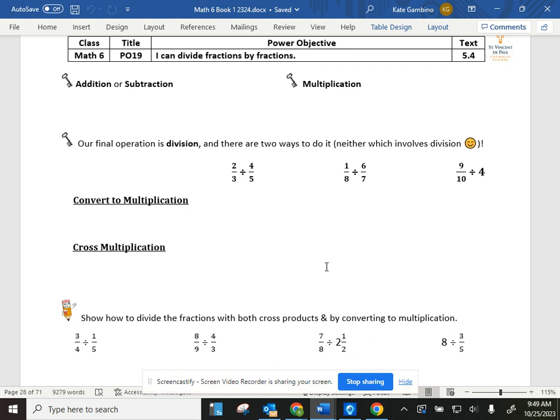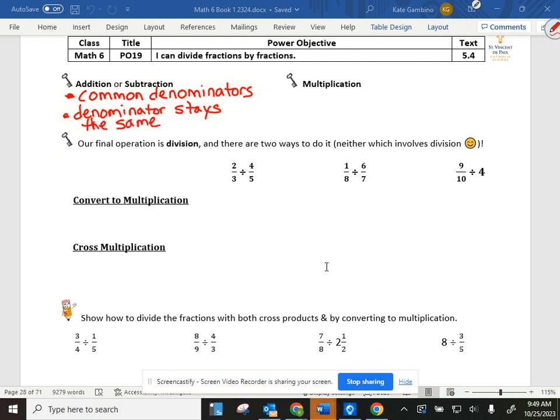All right. PO19, I can divide fractions by fractions. So remember the rules when we add or subtract fractions, we need common denominators, and the denominator stays the same. So we only add or subtract that numerator, denominator stays the same. When we multiply fractions, we multiply straight across.